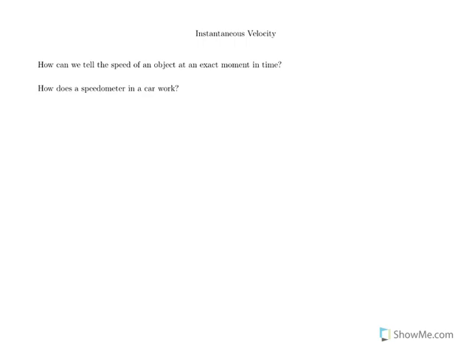So oftentimes we think about a car traveling in these problems with average velocity. And if I asked you, how can we tell the speed of an object at an exact moment in time? A good response might be that we could just look at the speedometer and it tells us that we are going exactly 53 miles per hour at this time. But how does the speedometer know how fast we are traveling? And that's just a good question to kind of ask.